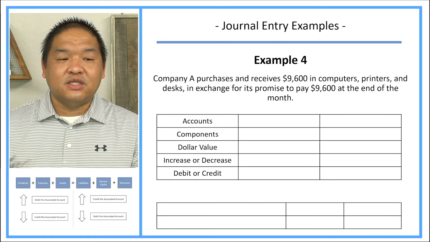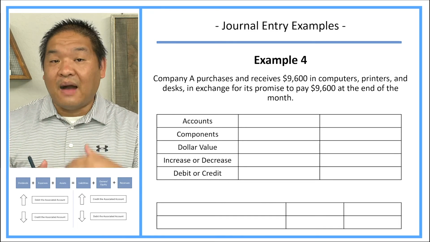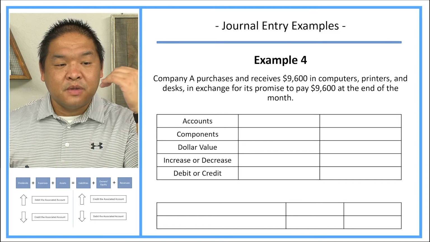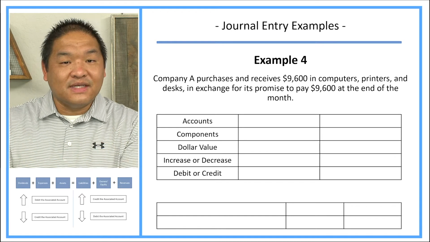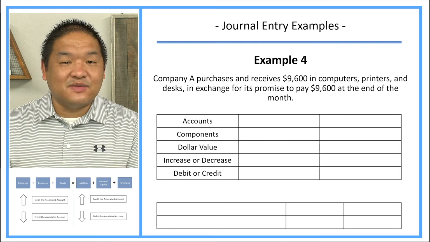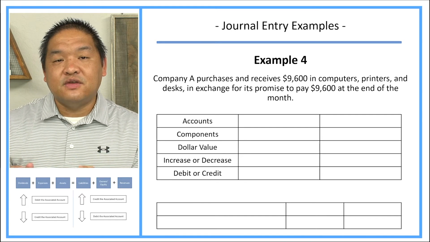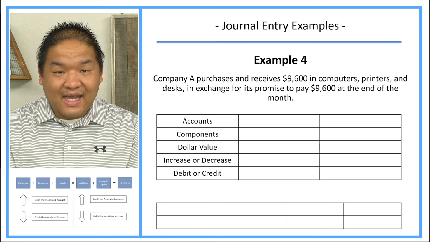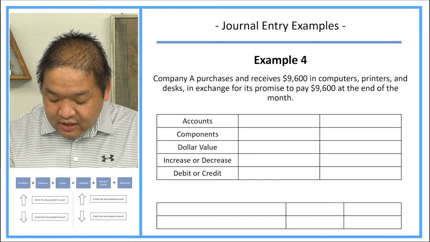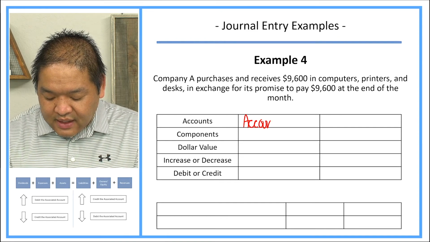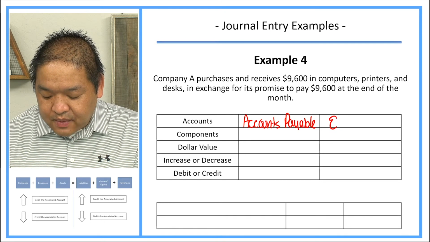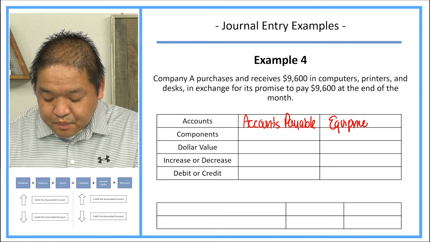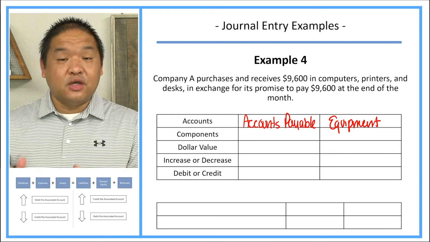So what's being exchanged? I'm getting equipment. I'm giving up a future cash flow. And it's not formally signed because nothing here says formally signed. It's basically a promise to pay. So instead of using notes payable, I'm going to use accounts payable. So accounts payable will be one of my items. And then what am I getting? I'm getting equipment. All right, so those are 2 of our accounts.